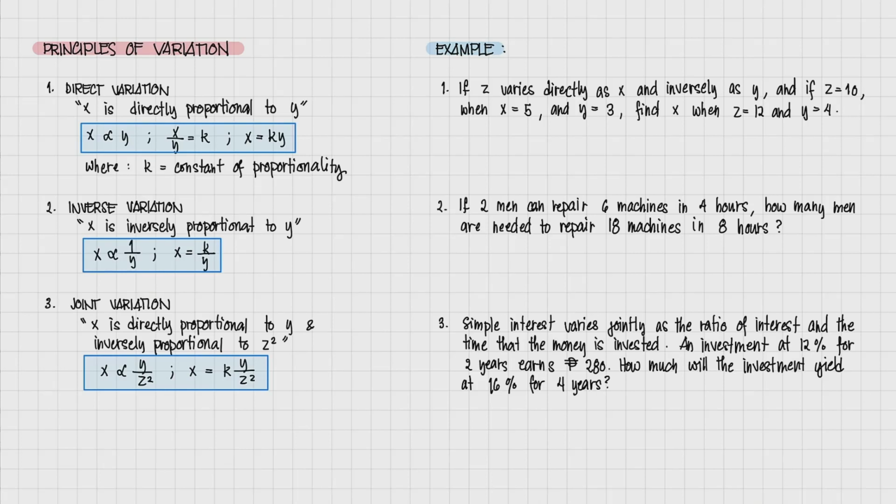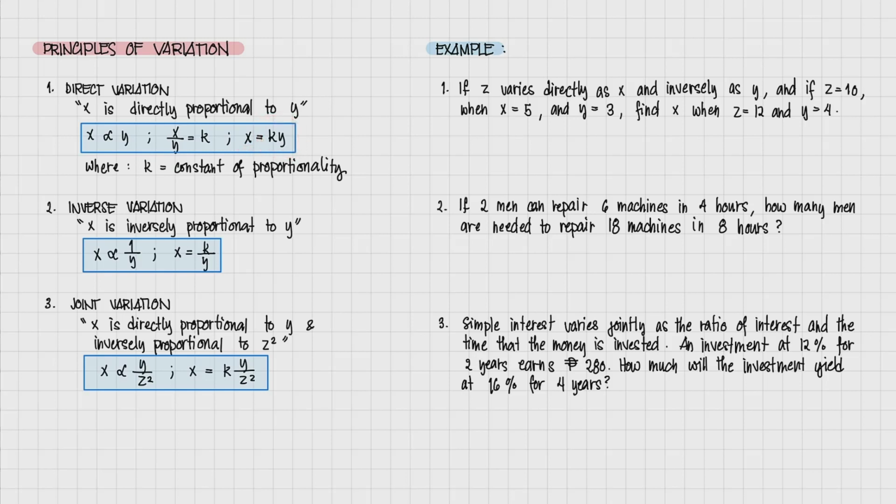So we have three different types of variation. So the first one is a direct variation, where X is directly proportional to Y. So we could assume that there is a K, which is a constant of proportionality. So our formulas are this. So we have X is directly proportional to Y, or X over Y is equals to K, or X is equal to K times Y.